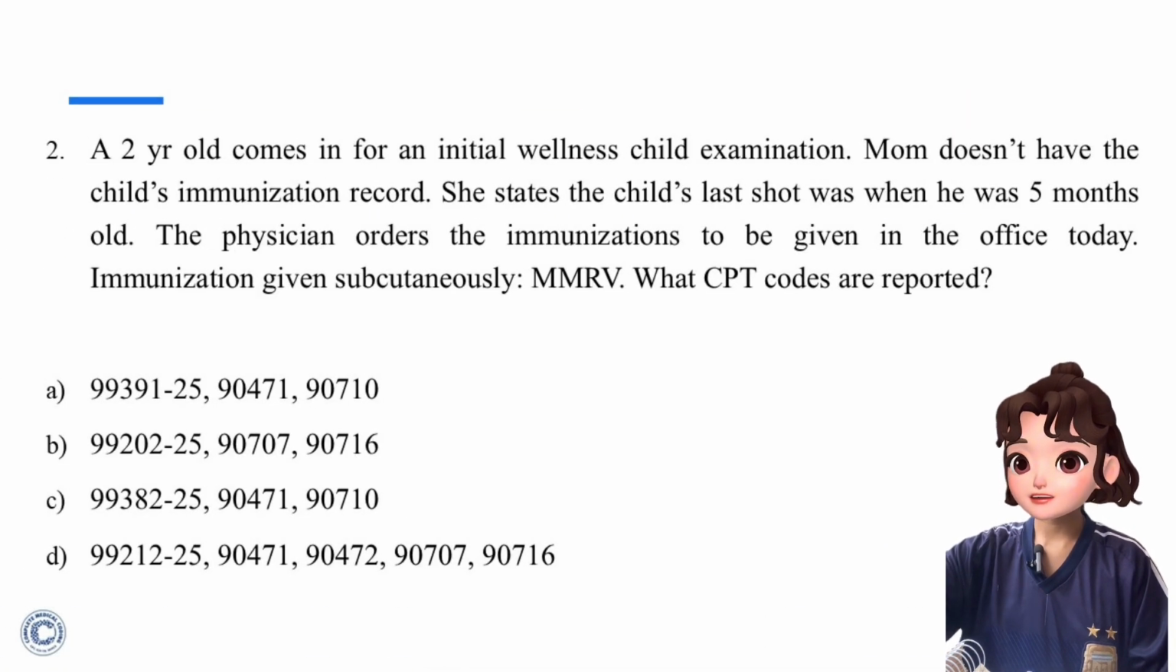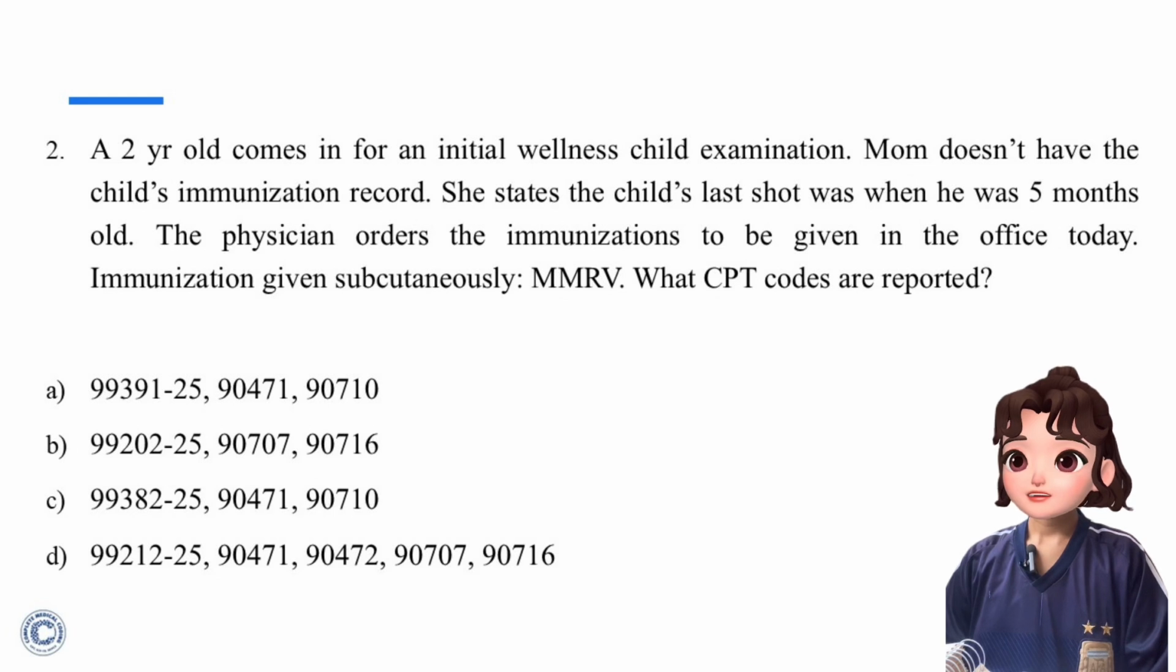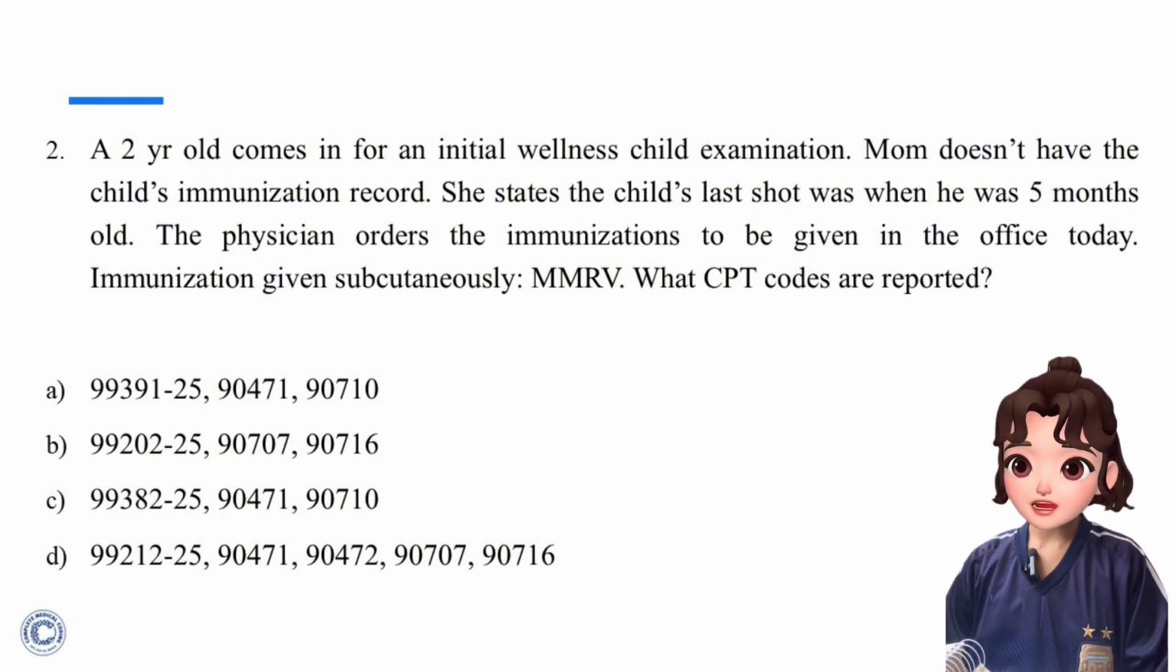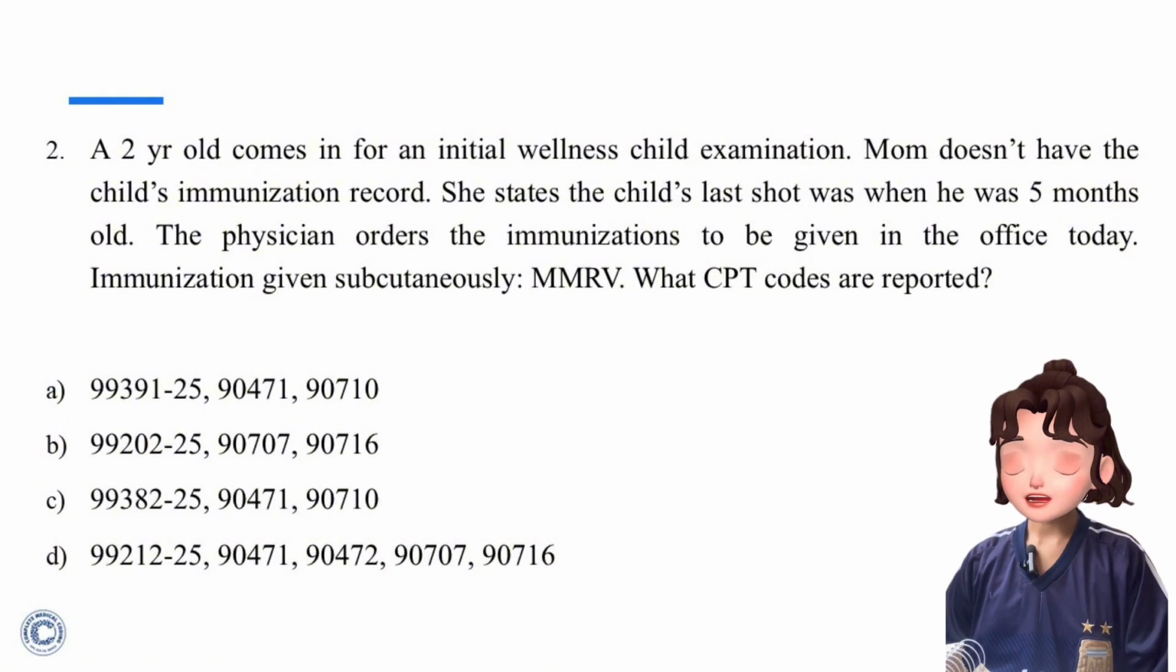Now let's move to the second question. A 2-year-old comes in for an initial wellness child examination. Mom doesn't have the child's immunization record. She states that the child's last shot was when he was 5 months old. The physician orders the immunizations to be given in the office today. The immunization given simultaneously is MMRV: measles, mumps, rubella, varicella. What CPT codes are reported?